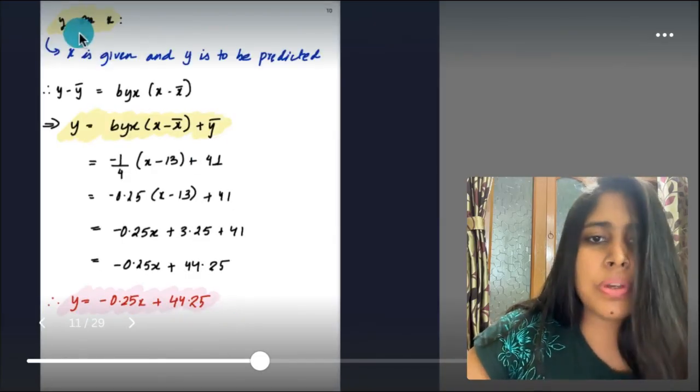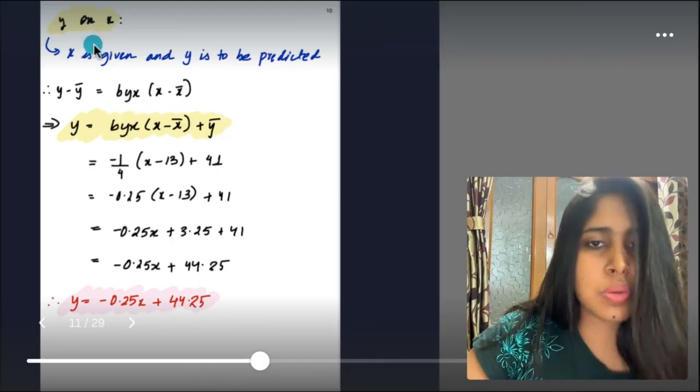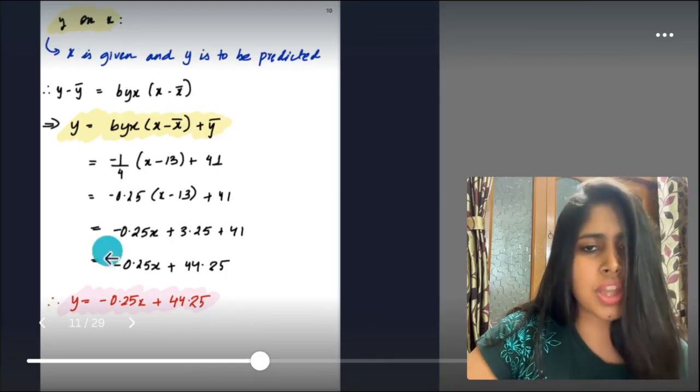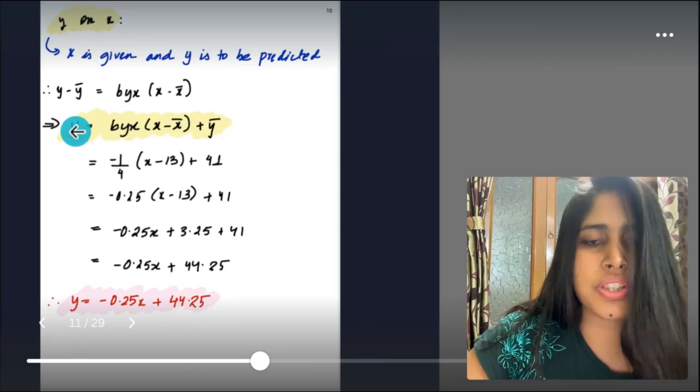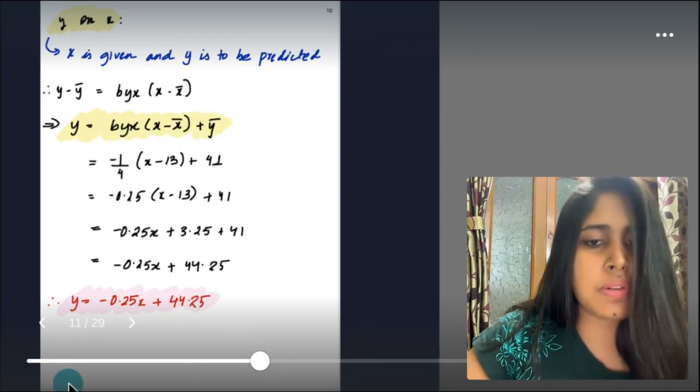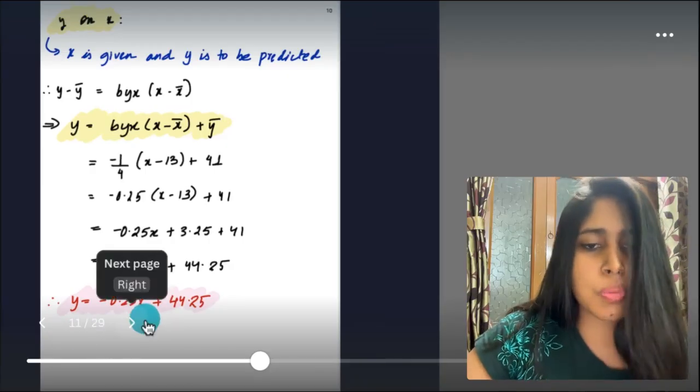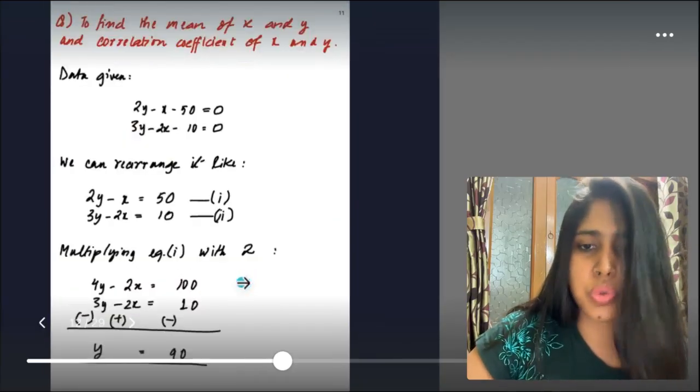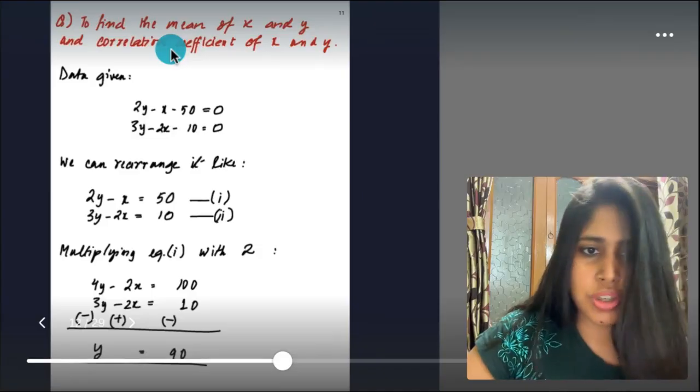All right, now we calculate the regression equation of y on x with the formula y minus y bar is equal to byx into x minus x bar, and we get the regression equation of y as y is equal to minus 0.25x plus 44.25. All right, now coming to the next type of question.